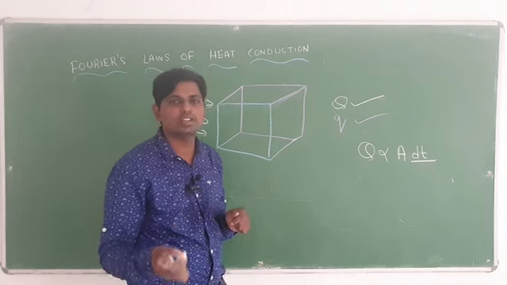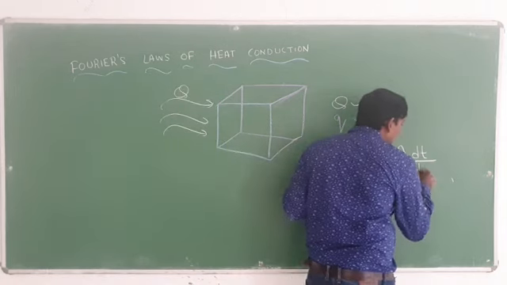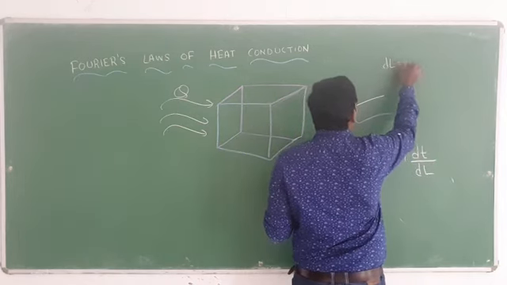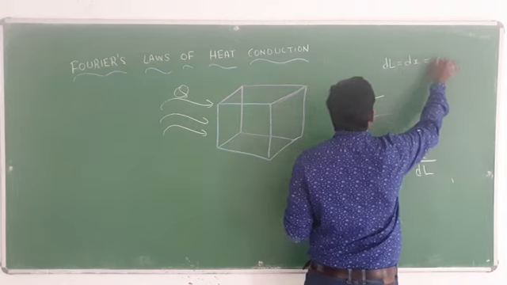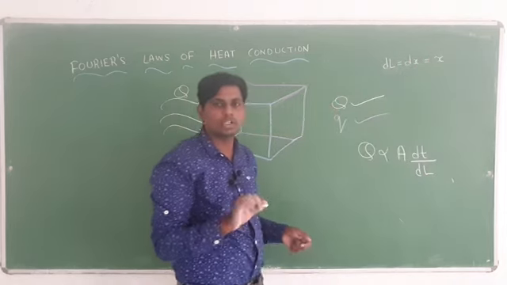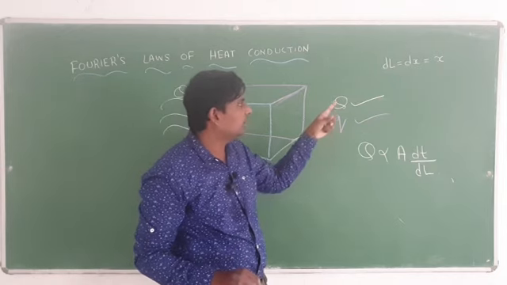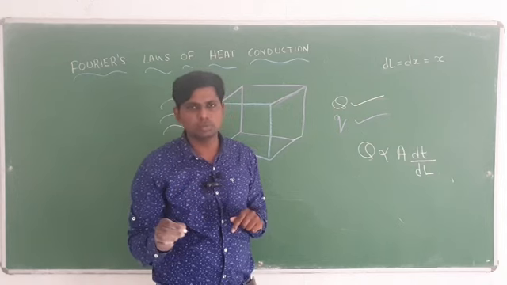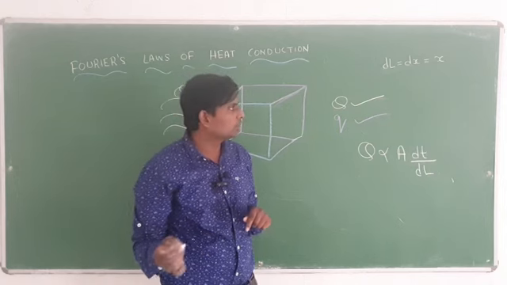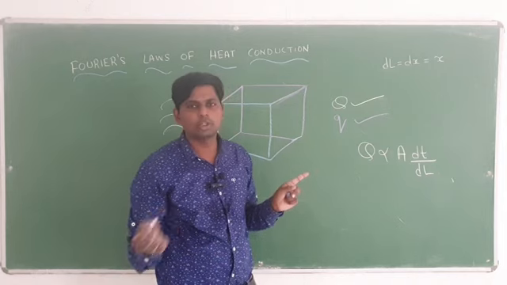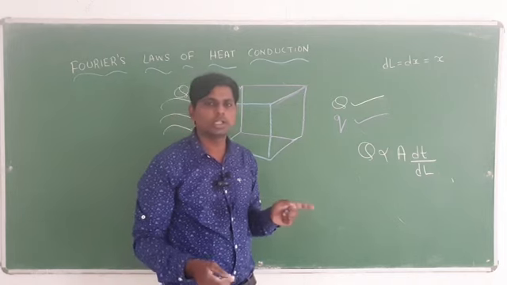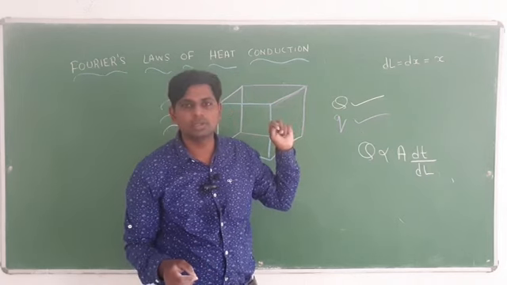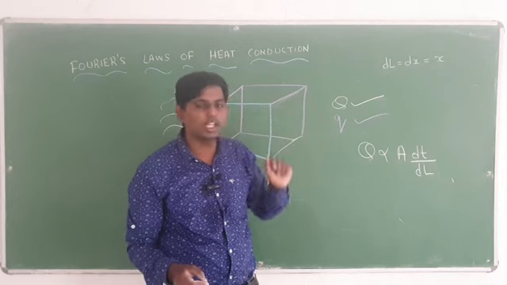inversely proportional to its length. Sometimes we call it dl, sometimes dx, or sometimes x. Different authors follow different notation. Dx, dl, thickness, length, you can consider whatever you want. Some readers like Rajput use dl, Sharma or other readers use dx, or some authors use x. It's up to you, whatever notation you want, you can take that.